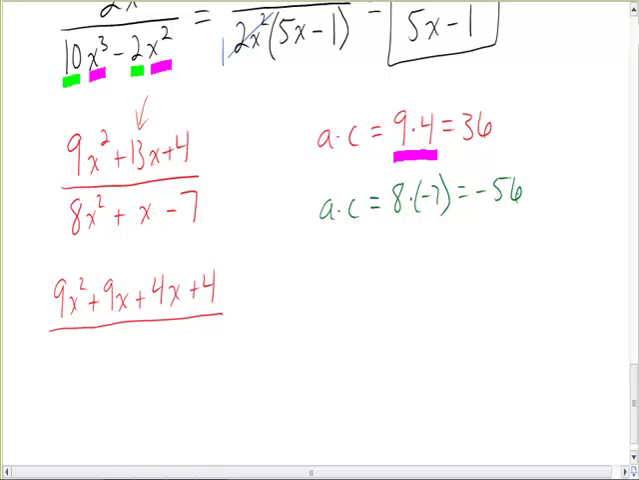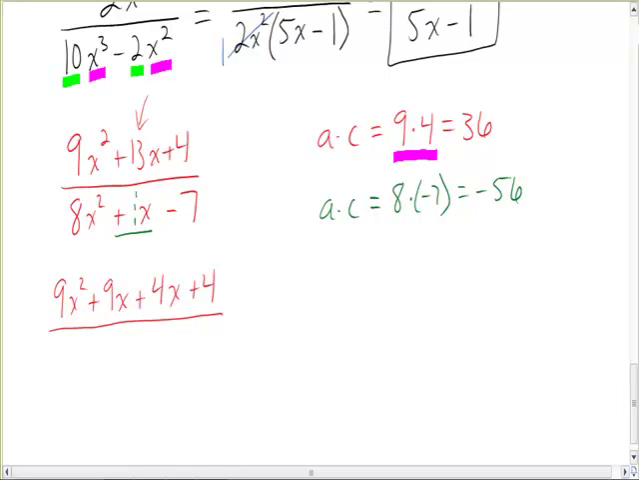Alright, so we need numbers that multiply to negative 56, but when we add them, what do we get? When we add them, we get positive 1. Keep in mind, there's an understood 1 here. Right? That's 1x. Even though we just wrote it as x, it's understood to be 1x.